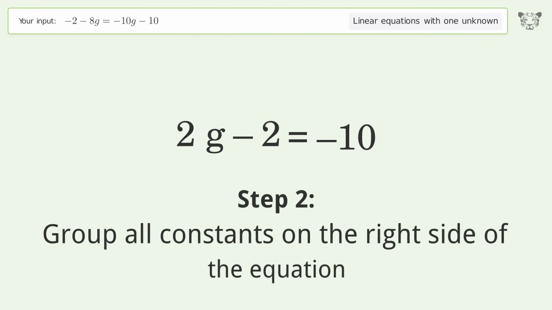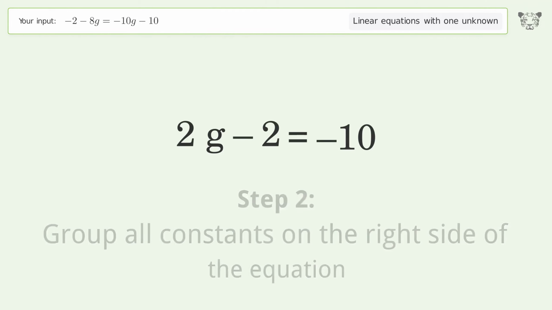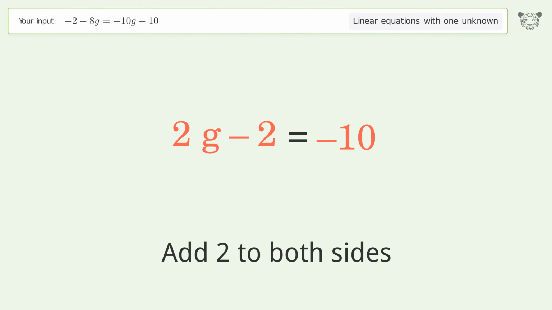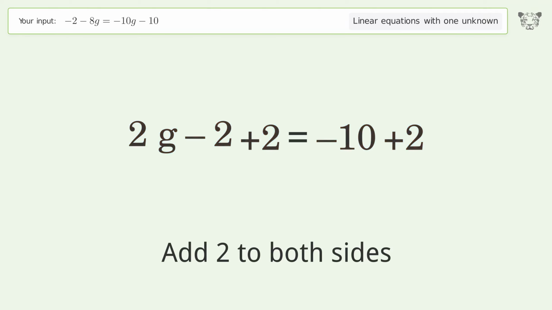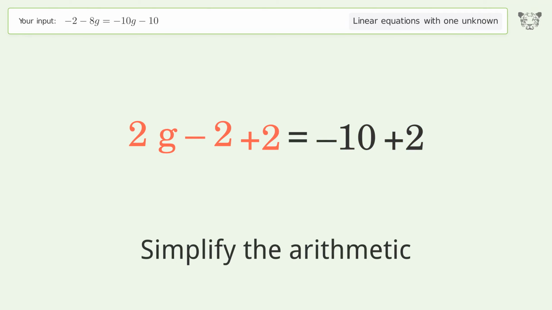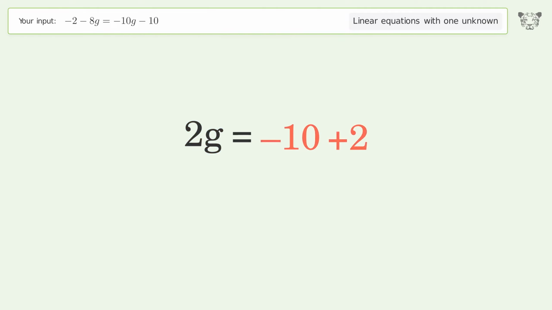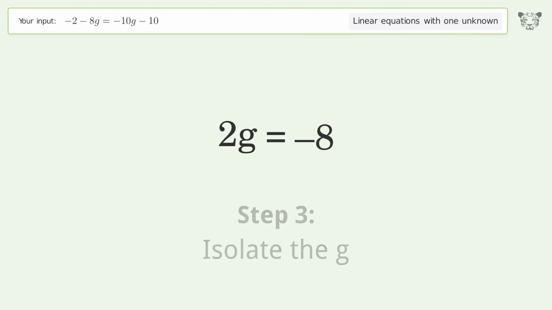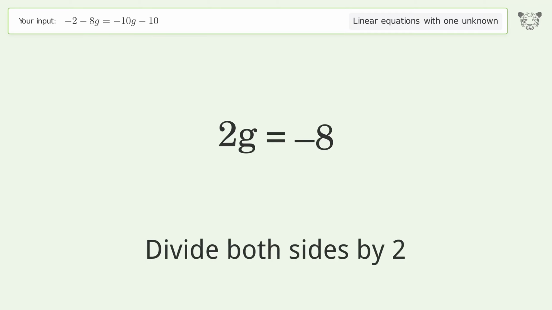Group all constants on the right side of the equation. Add 2 to both sides. Simplify the arithmetic. Isolate the g. Divide both sides by 2.